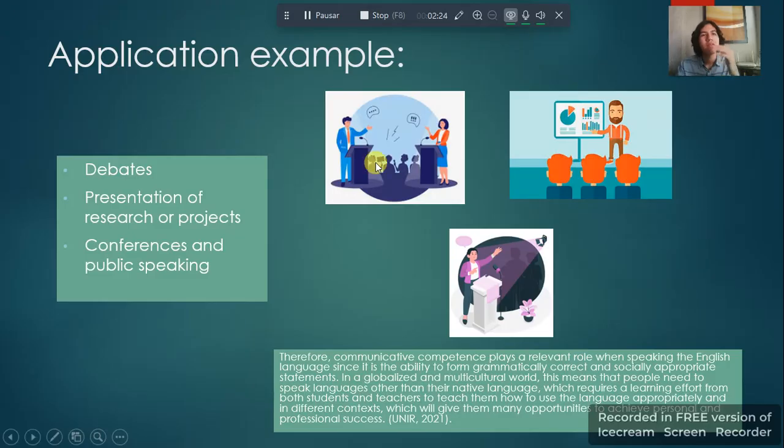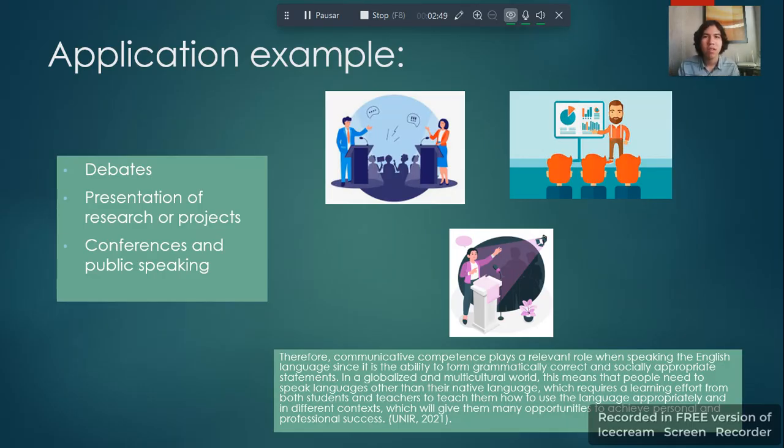We now have the application of these examples. First, we have the debates. To debate with a person about certain things is very useful. The presentation and research of projects help us to have a better use of this communicative competence. And conferences and public speaking are very useful too.